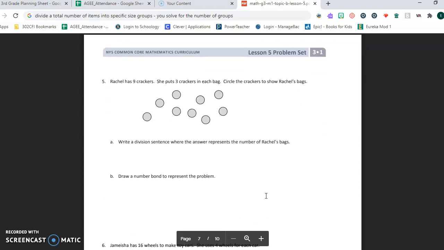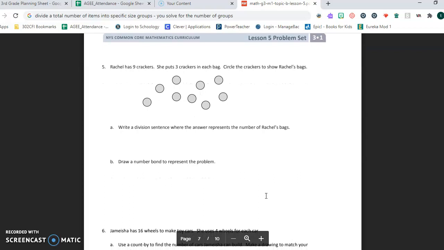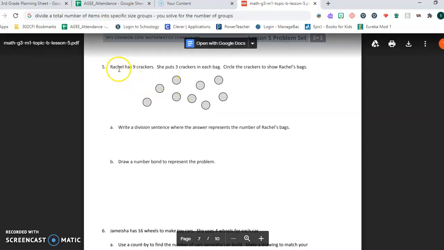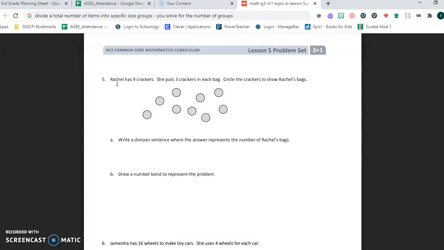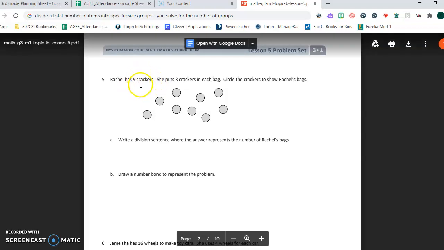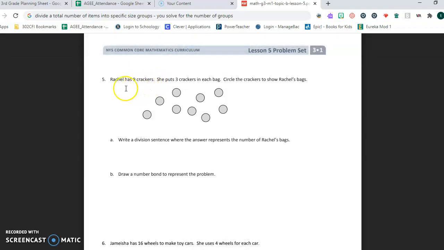Okay, now on to some word problems. We work to visualize when we approach word problems. So if it's an unfamiliar name, you can just imagine that it's you or someone that you know. Here we have Rachel, and she has 9 crackers. So most of us probably know what crackers are, and we can count to 9, so we can visualize this situation. She puts 3 crackers in each bag.